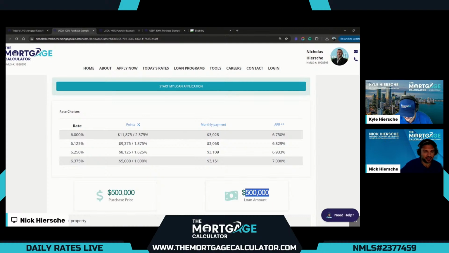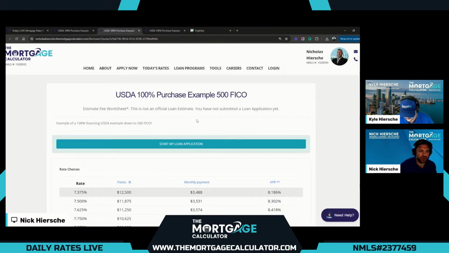And there are some income restrictions and other items as well to consider, but great options. First thing, make sure your property is eligible. Then you can start determining all the other factors, but amazing rates here. Now moving on to another example. Obviously, there's lots of ways to use USDA, but again, 100% example. Let's go to the lowest credit score. So we have options down to 500 credit score.